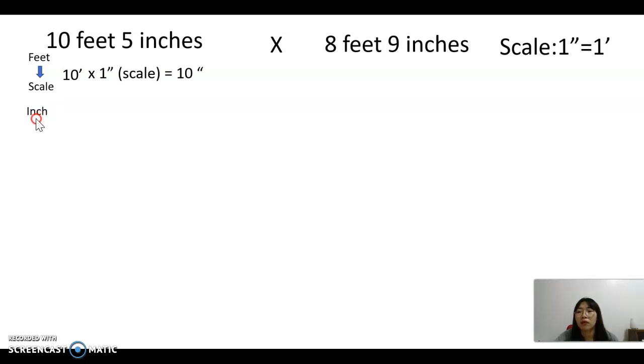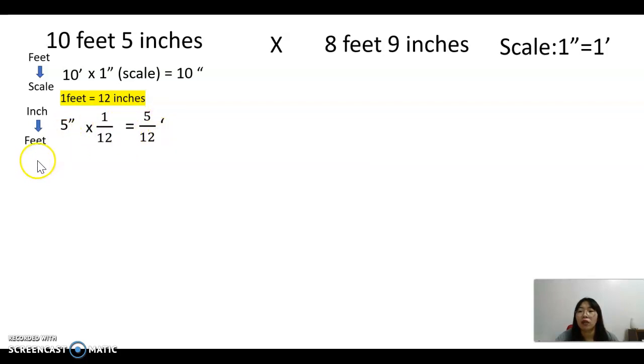Next step is to find the inches. Convert inches into feet. So 1 foot equals 12 inches. So we have 5 inches times 1 over 12. So 5 inches equals 5 over 12 feet.